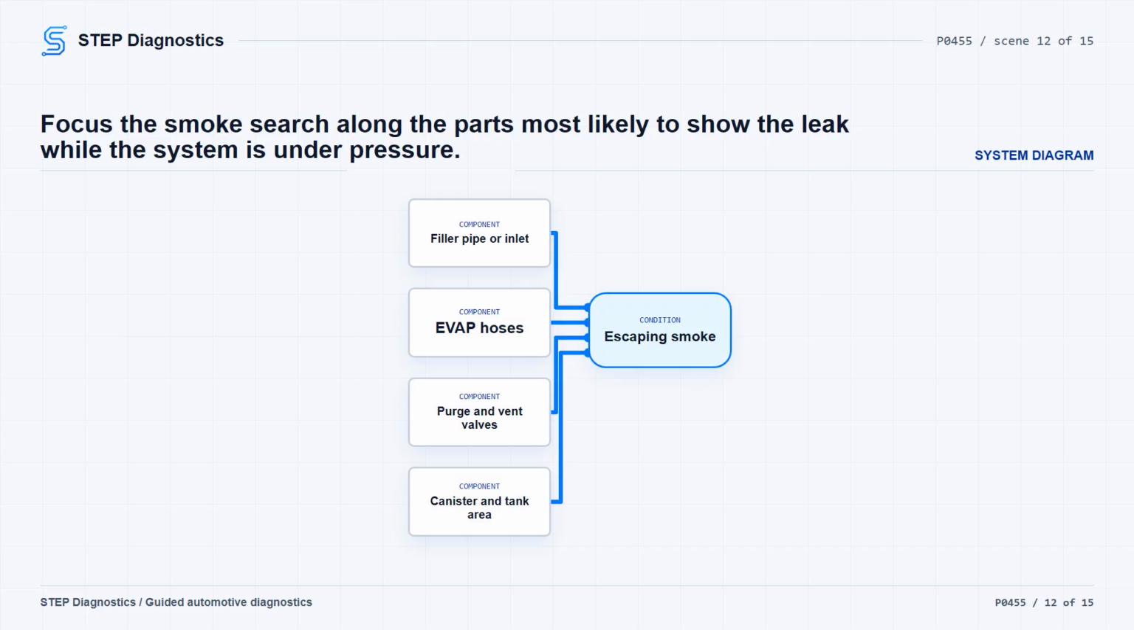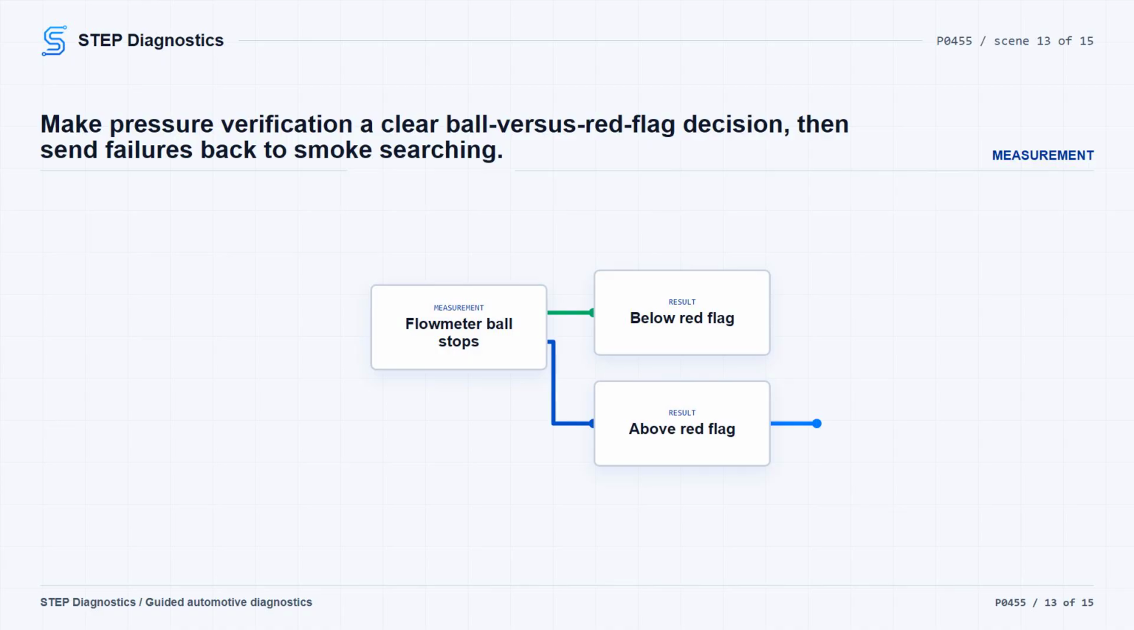If the smoke test finds a leak, repair it as needed, reconnect everything that was disconnected, run the scan tool EVAP test, and then move to pressure verification. If no leak is found, reconnect the components and still run Phase 1 pressure verification. Keep verification separate from leak searching.